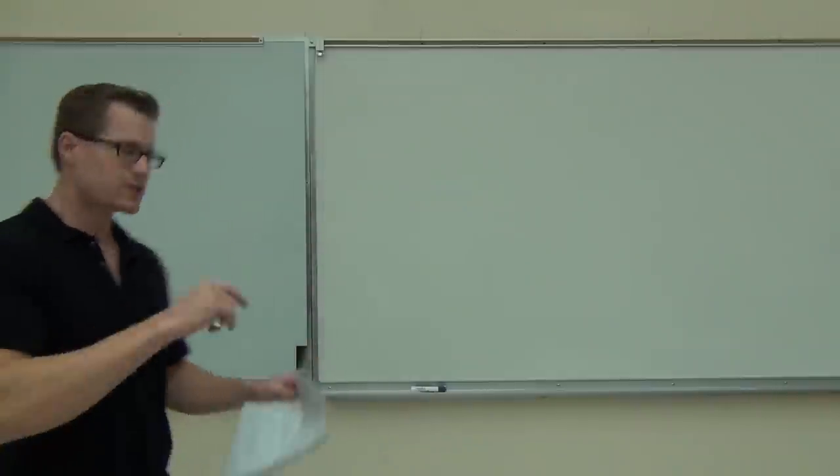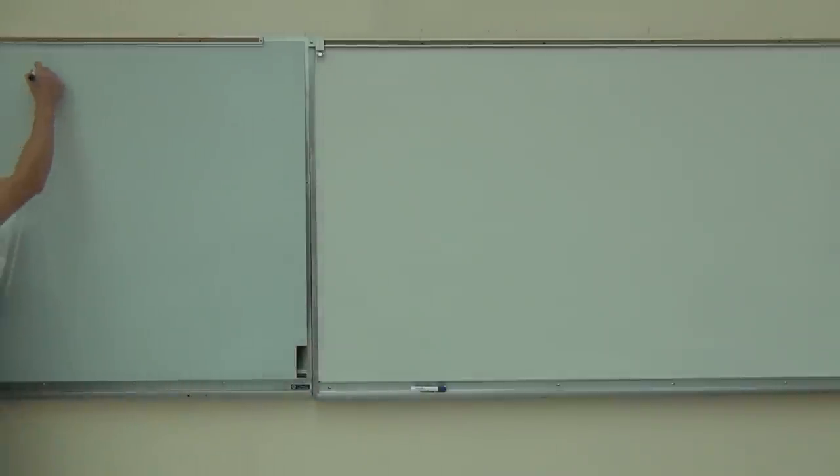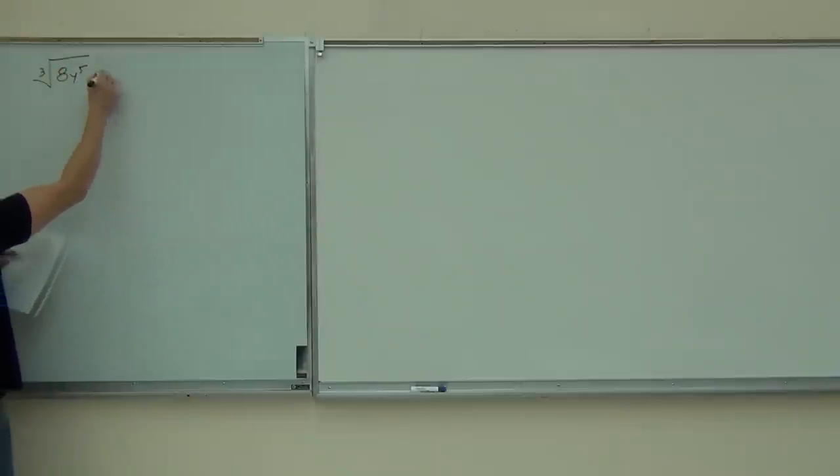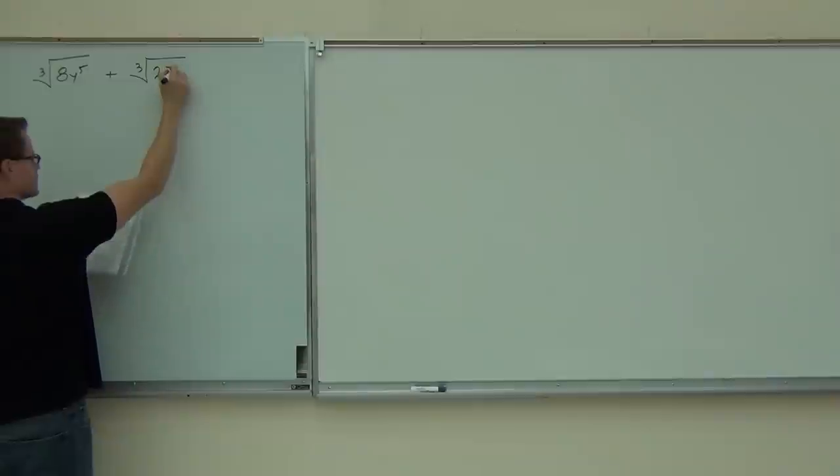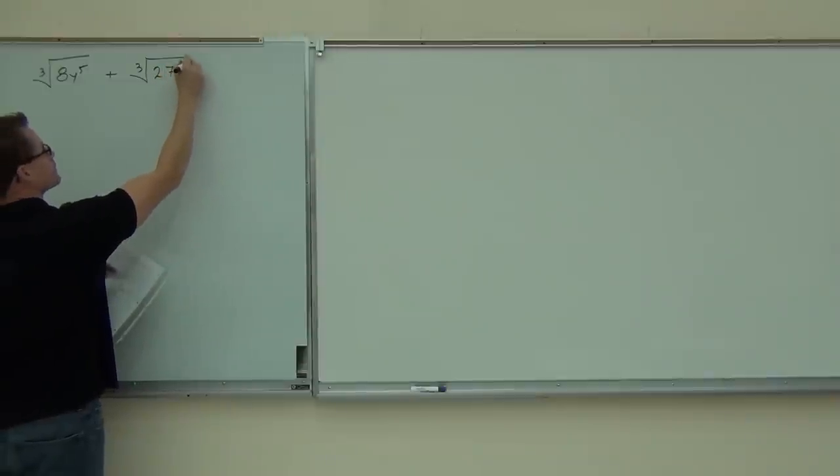We're talking still about how to add, subtract, and we're going to get to how to multiply some radical expressions. We're dealing with stuff like this. Something like the cube root of 8y to the fifth plus the cube root of 27y to the fifth.